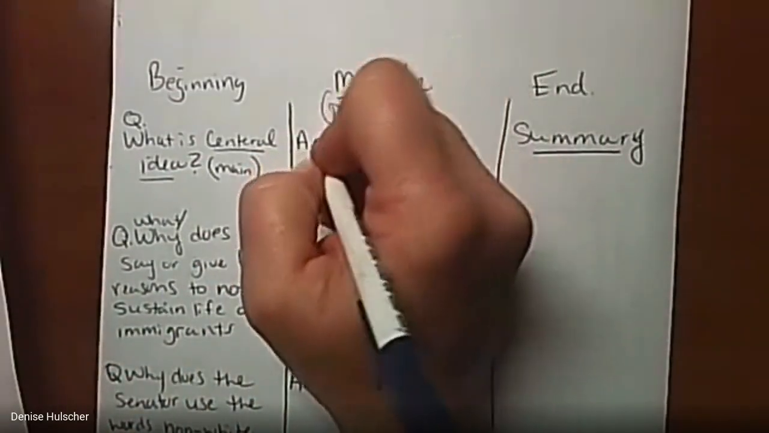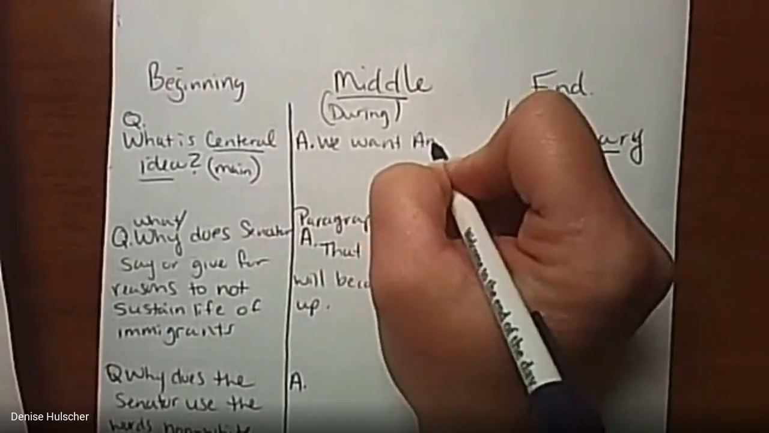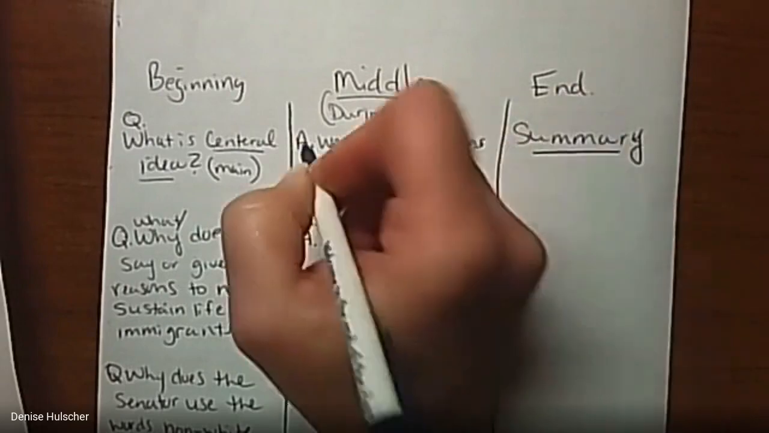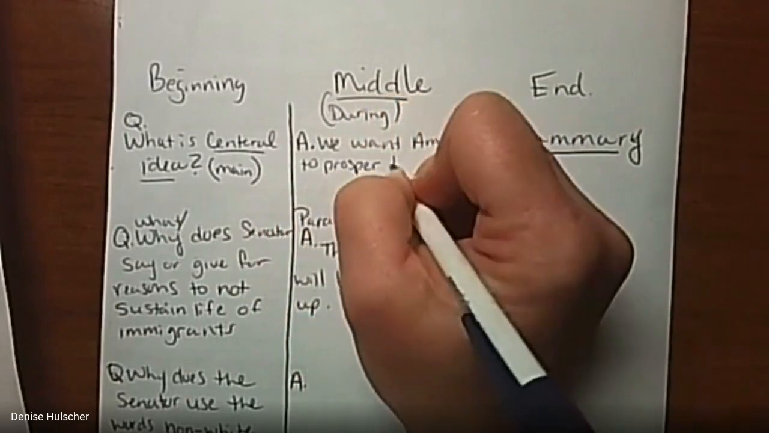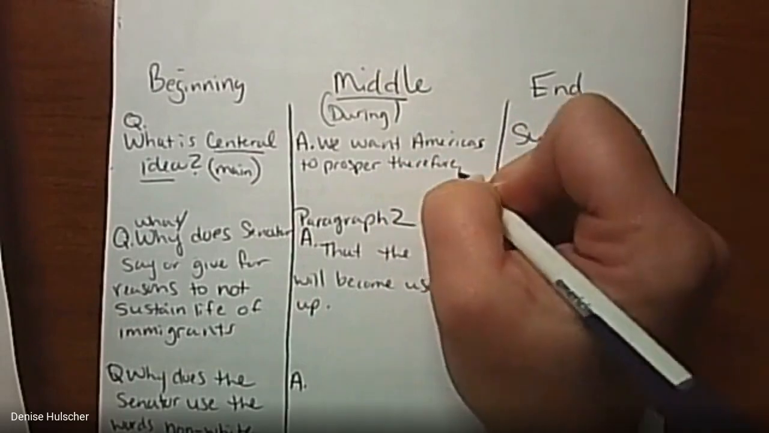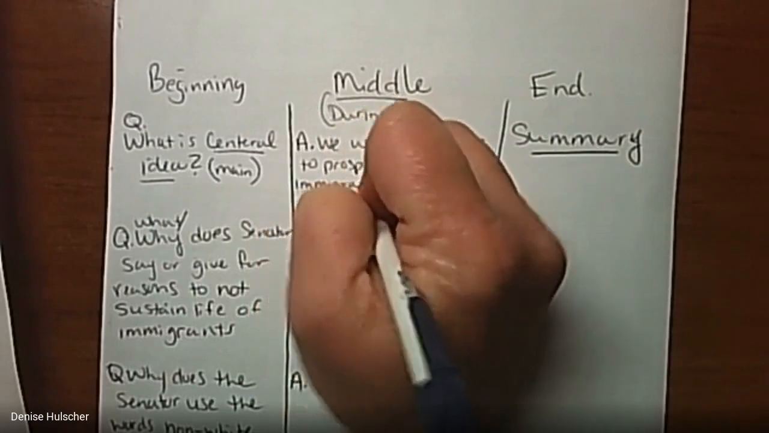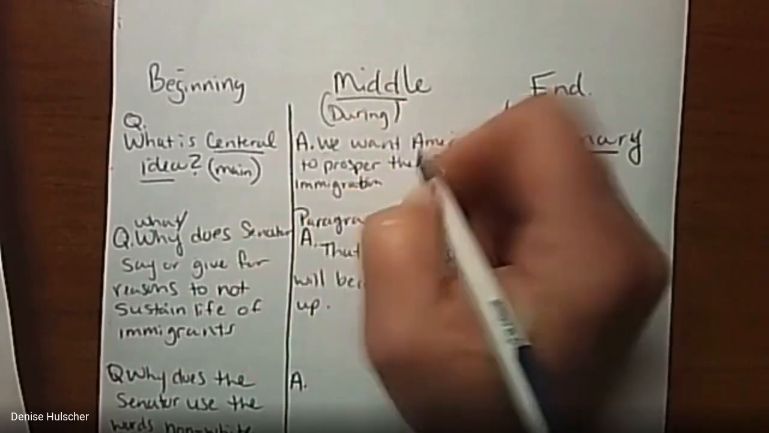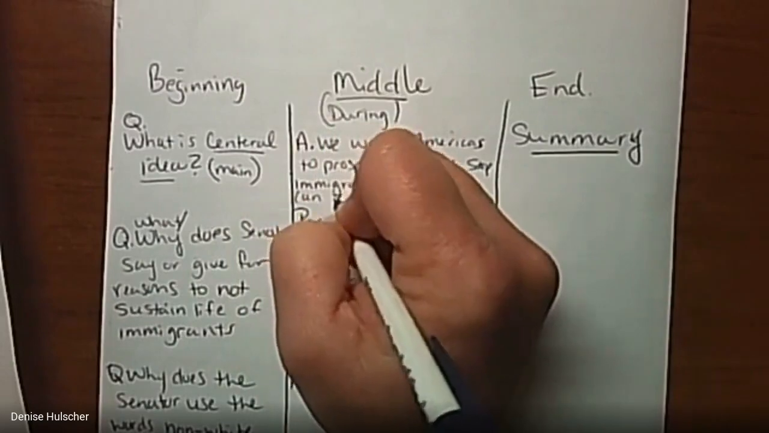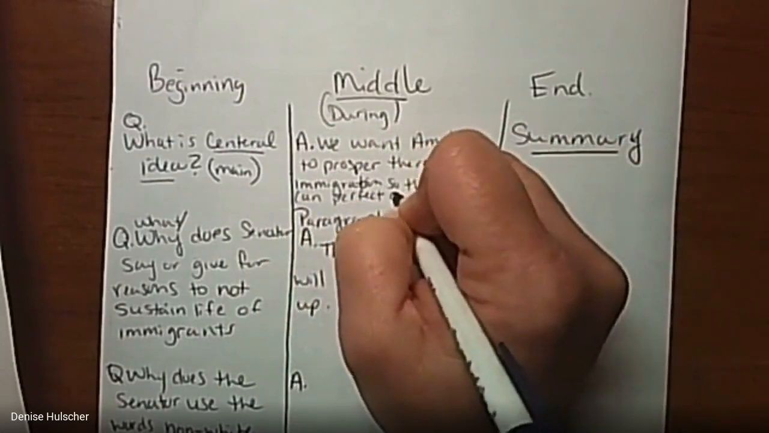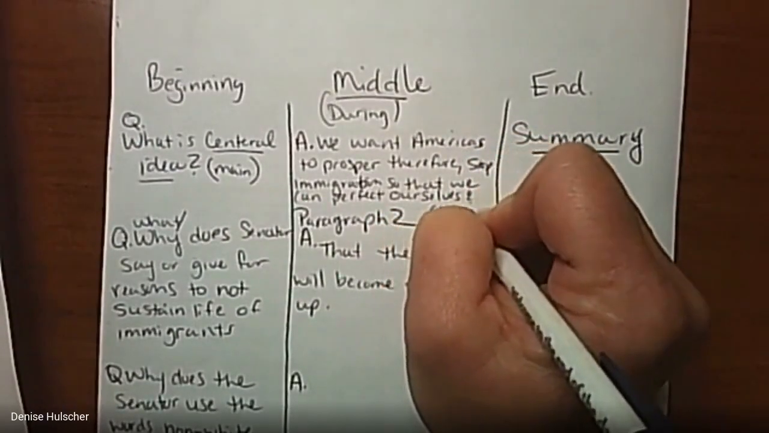You probably want to put something to the effect that we want Americans to prosper, and therefore stop immigration so that we can perfect ourselves and resources.